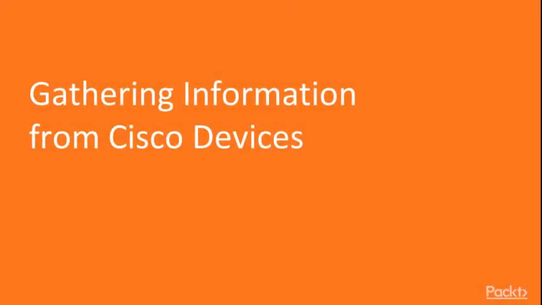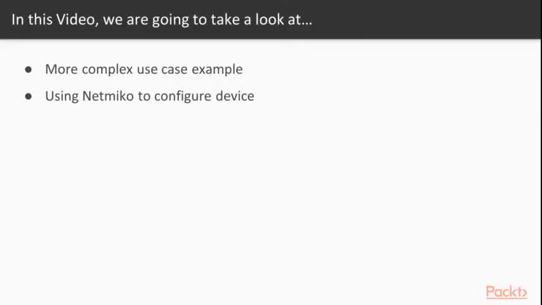In this video, I'll be gathering information from Cisco devices. We'll see a more complex use case example than in the previous video, because in the previous video we only issued one simple command, show version of the device. In this video, we will be using the Netmiko library to configure an actual device. So we will try to load configuration from our local file system into a network device using an automated program written in Python and leveraging the Netmiko library.